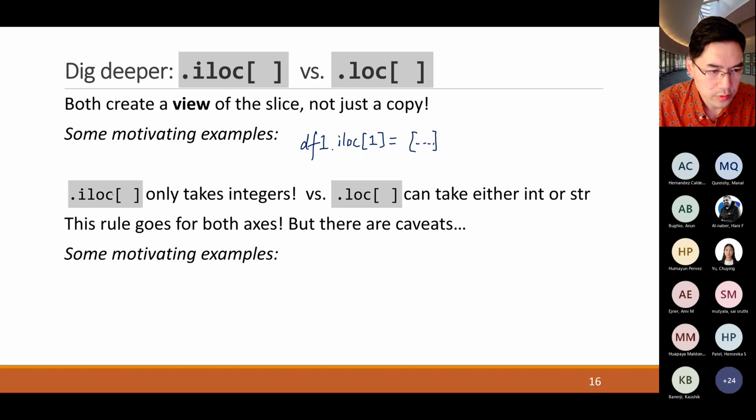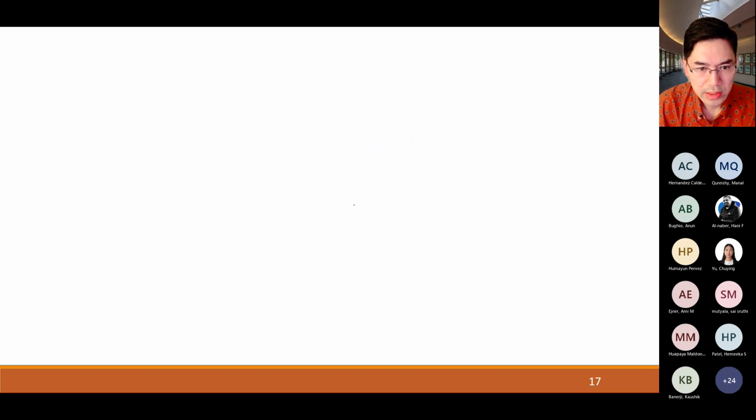All right, this is just to repeat the point. iloc is using index positions to index location, whereas .loc is using the labels. So let's do a few examples in the next.